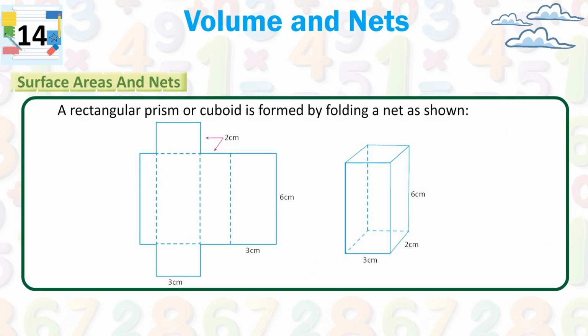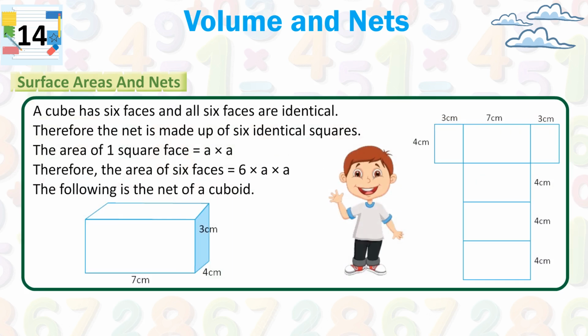2 centimeter, 6 centimeter, 3 centimeter. A cube has 6 faces and all 6 faces are identical. Therefore, the net is made up of 6 identical squares. The area of one square face is equal to a into a. Therefore, the area of 6 faces is equal to 6 into a into a.